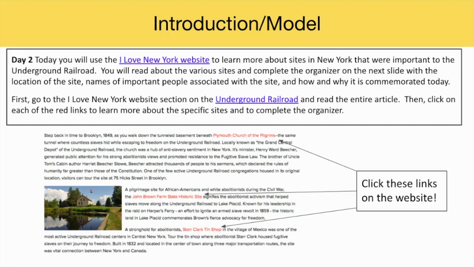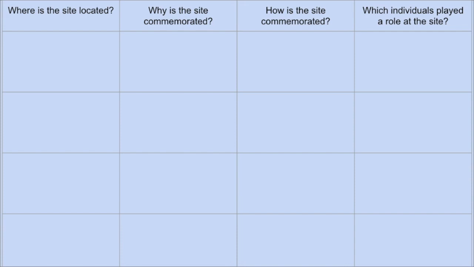Day 2 of this lesson asks students to use the I Love New York website to learn more about sites in New York that were important to the Underground Railroad. Students will read about the various sites and complete the organizer on the next slide with the location of the site, names of important people associated with the site, and how and why it is commemorated today. You can model for students how to go to the website and read a portion of the article, and then also show students how to click each of the links to learn more about the specific sites and how to complete the graphic organizer on the next slide.